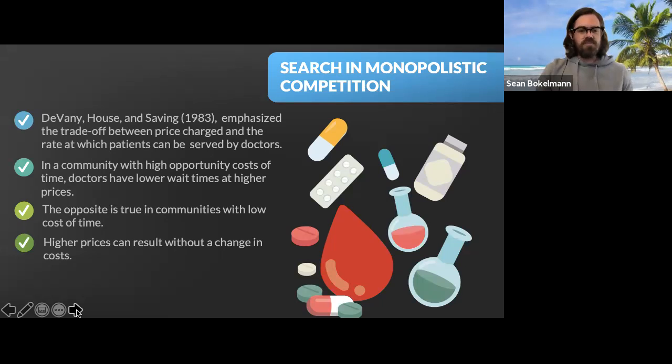And what's important to keep in mind here is that these higher prices can result without a change in costs. So it's not that doctors in rural communities have lower costs than doctors in these more affluent communities. It's just the nature of the demand, reflecting the value of time to patients.